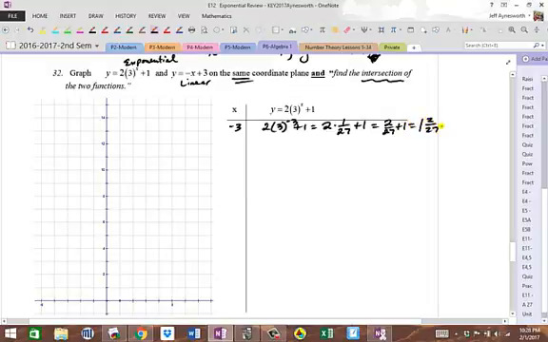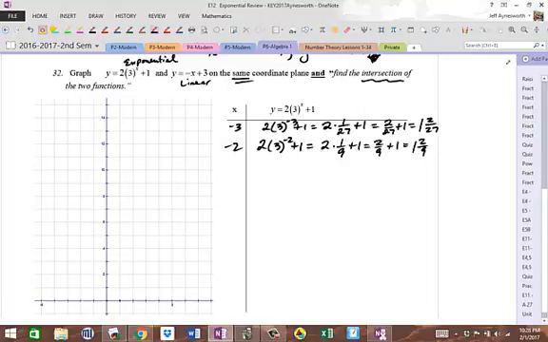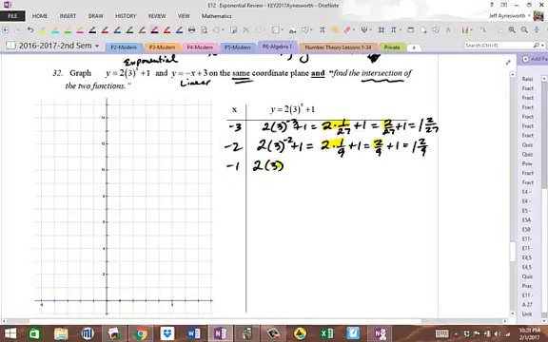When x is negative 2, you have 2 times 3 to the negative 2 power plus 1. That's 2 times 1/9 plus 1, which is 2/9 plus 1, or 1 and 2/9. Notice what I'm doing here: I'm just multiplying the numerators. When x is negative 1, you have 2 times 3 to the negative 1 power plus 1. That's 2 times 1/3 plus 1. You get 2/3 plus 1, which is 1 and 2/3. Just take 2 times 1 divided by 3, you get 2/3, and then add it to 1.